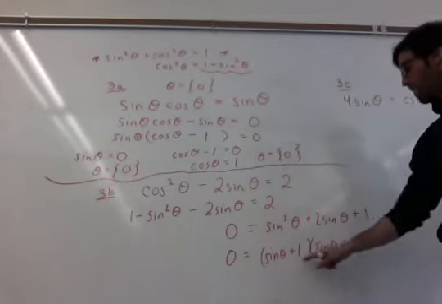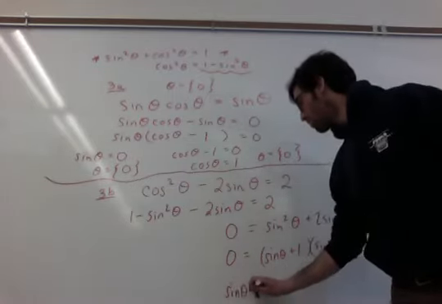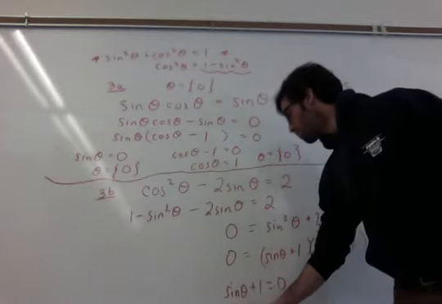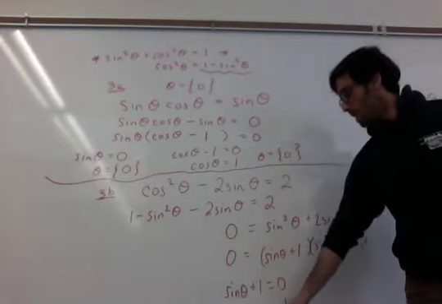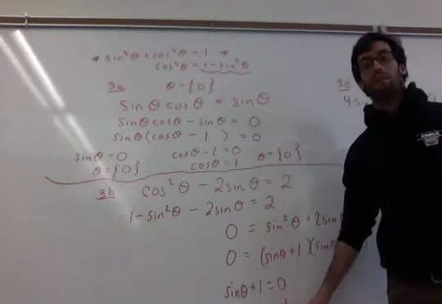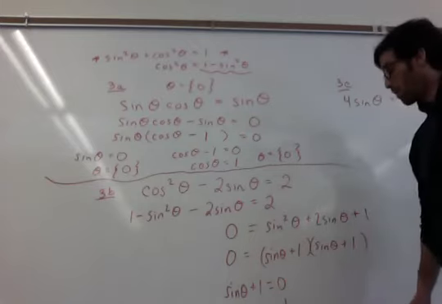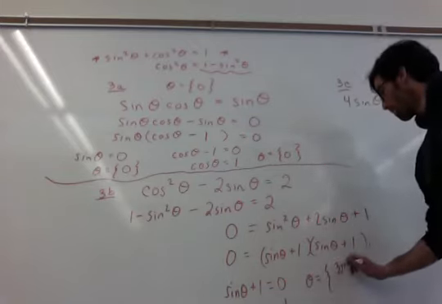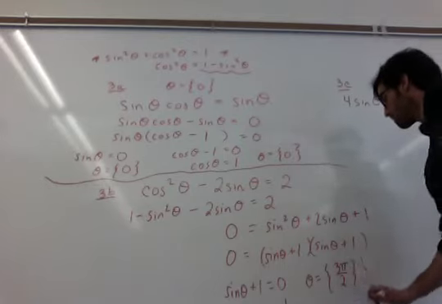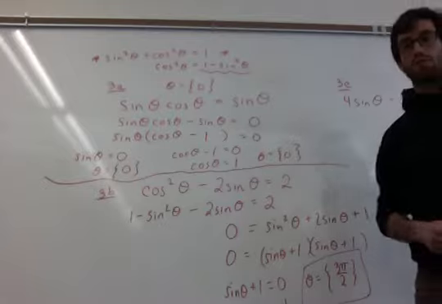Now because we have the same factor twice, we've only got to solve one equation: sine theta plus 1 equals 0. So sine theta is -1. And now ask yourself, where is the sine equal to -1? That just happens one time in the first go-round, the first wrap. That is 3 pi over 2. So theta equals 3 pi over 2 is the answer to letter B.